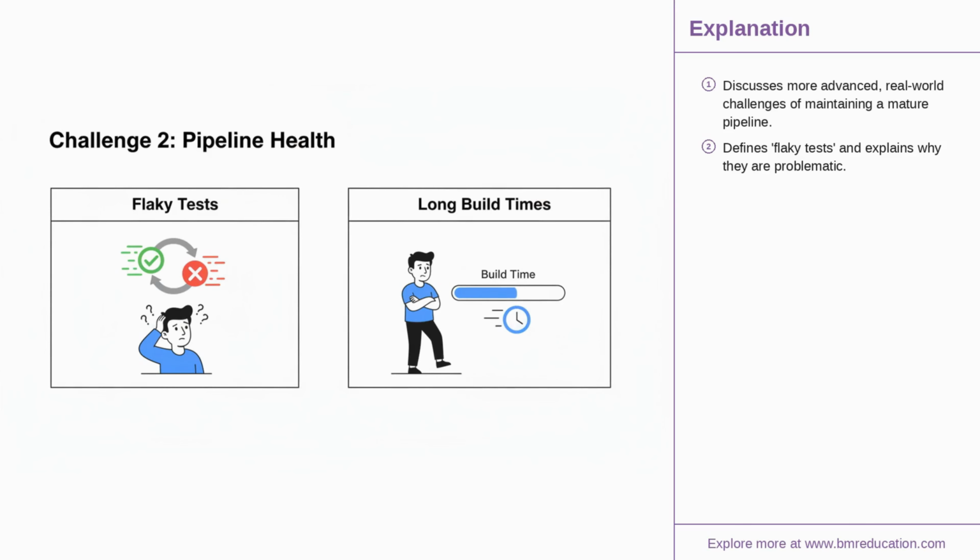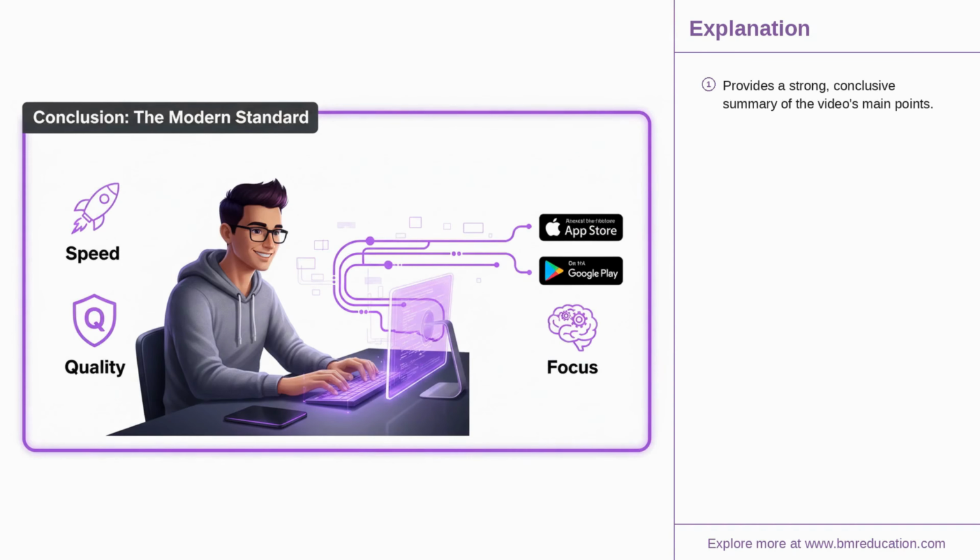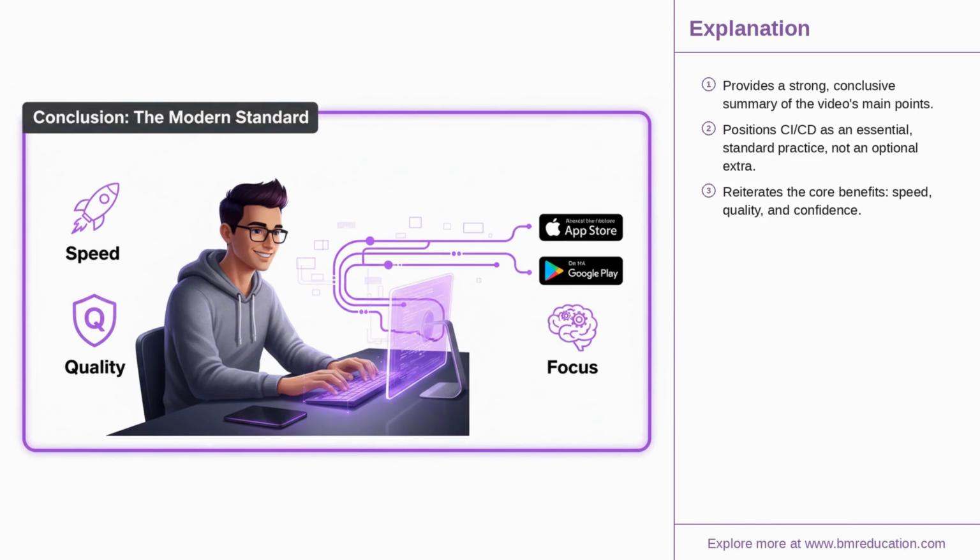Another persistent challenge is managing flaky tests, tests that pass sometimes and fail others without any code changes. These can erode trust in the pipeline. Additionally, as build times grow with your app's complexity, you must invest in optimizations like caching and parallelization to keep the feedback loop fast.